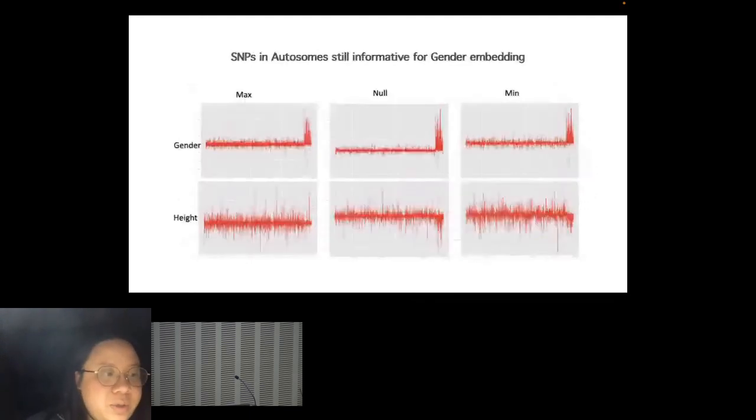But in our model, we can find SNPs in that region. You can see that for all three encoders, it is still informative in the gender embedding, and we can observe comparable effects between SNPs in that region and the 6th chromosome. You can see here comparable effects between them.